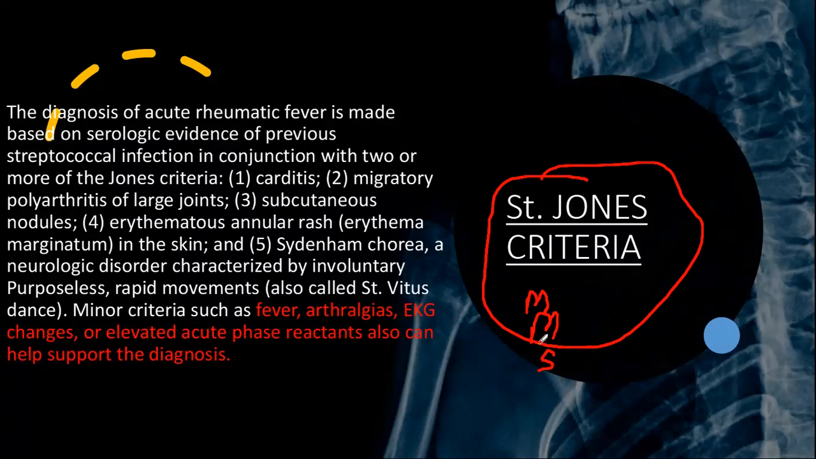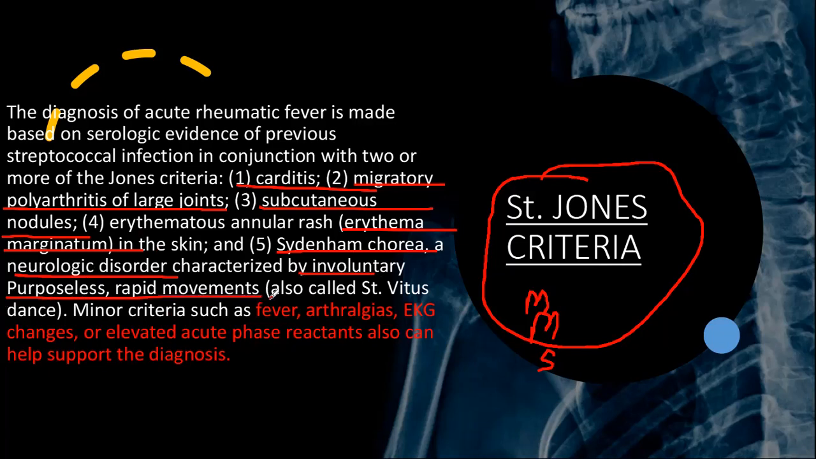Now, for the major criteria, you have 5, okay? Carditis, migratory polyarthritis of the large joints, subcutaneous nodules. Then you have the erythema marginatum, and the Sydenham chorea, and this chorea is just a neurologic disorder characterized by involuntary, purposeless, rapid movements, which was first observed in a girl known as St. Vitus. So it was named after her, St. Vitus's dance, okay?